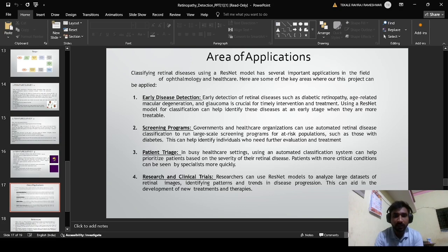Then patient triage. In a busy healthcare setting, using an automated classification system can help prioritize patients based on the severity of their retinal disease. A patient with a more critical condition can be seen by a specialist more quickly.